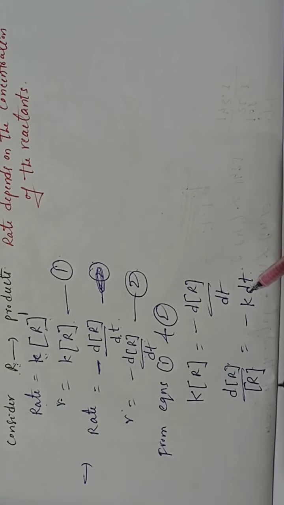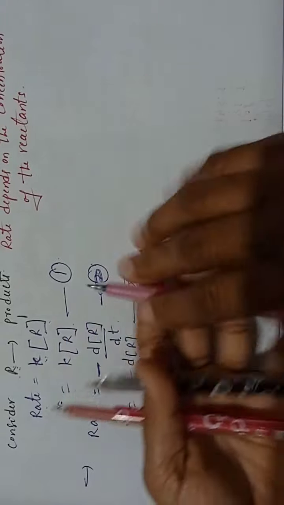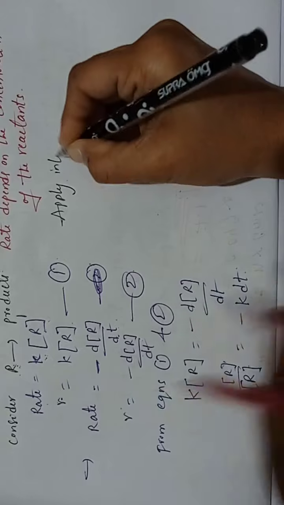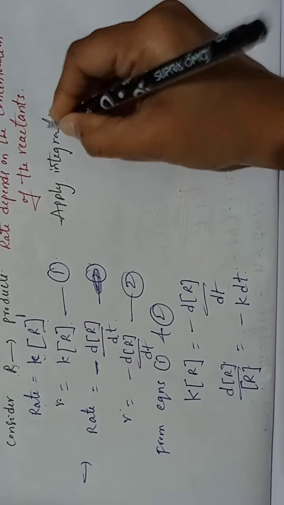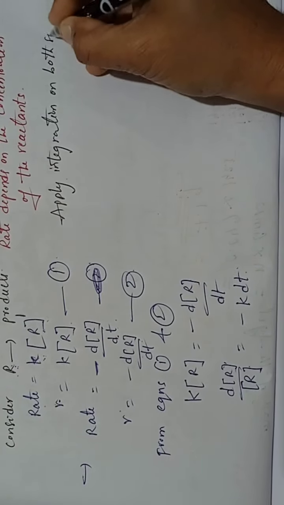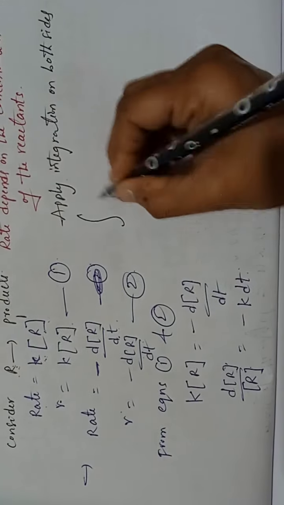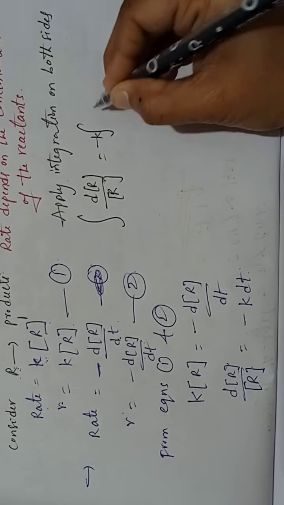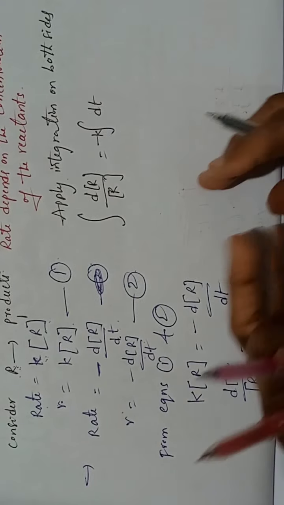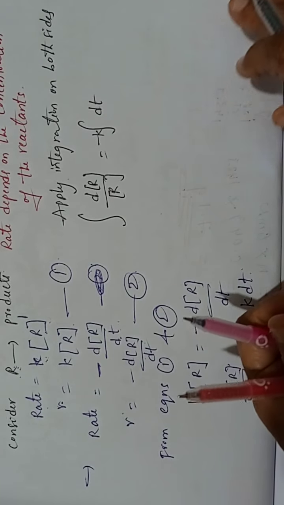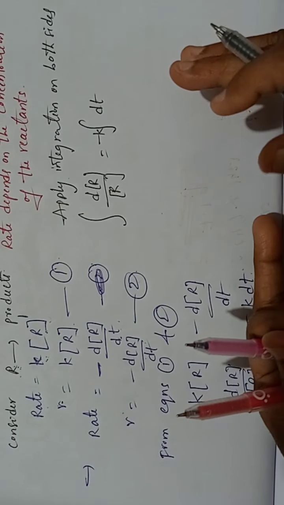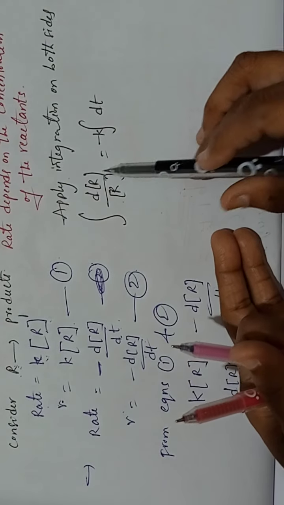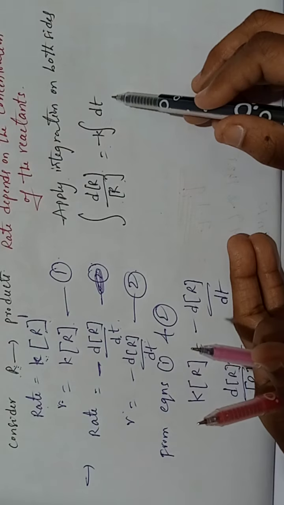Now we apply integration on both sides. When we apply integration on both sides, the integration of dR by R is equal to minus k into the integration of dt. Clear? Now apply integration, students: the integration of dR by R is equal to minus k into the integration of dt.